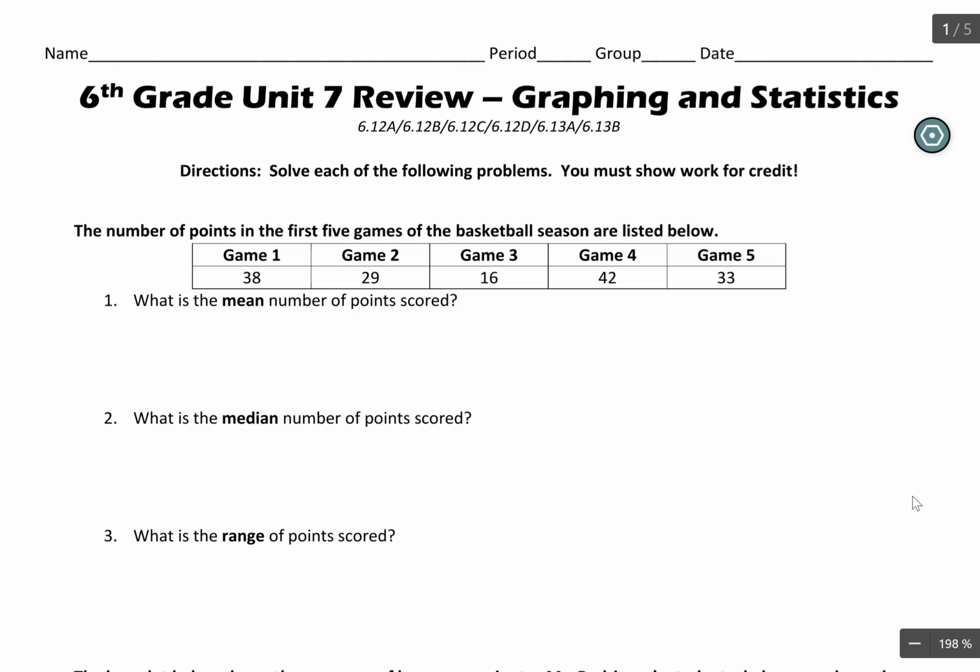All right, so the sixth grade, Unit 7, test review, graphing and statistics. So here we go. Question number 1, we're looking at the number of points in the first 5 games of the basketball season. Game 1, Game 2, 3, 4, and 5, and the points are listed there. It wants to know what the mean of the points scored is.